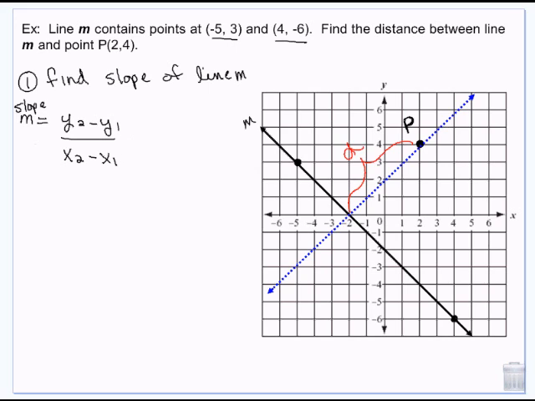Let's change this letter from line M so it's not confusing with slope. What letter would you like the line to be? Q. Q? Q's good, okay.